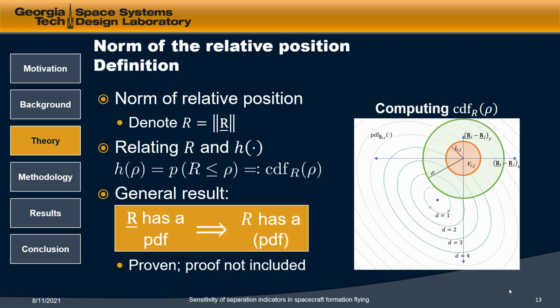We employ the fact that because the relative position has a PDF, the norm also has a PDF. This is a general result for n-dimensional random vectors and their norms. We did not find such a result in the literature, so we went ahead and proved it, but we are not including it in the paper due to space. This is an important result because it does not assume that the relative position belongs to any particular family of distributions. It will also be helpful for univariate analysis later on.